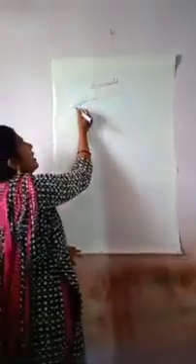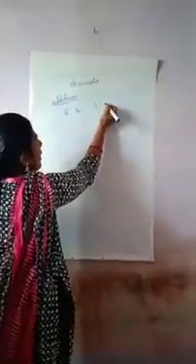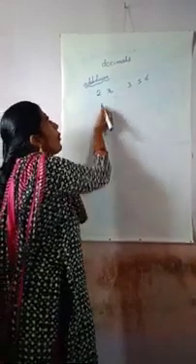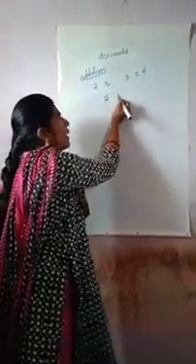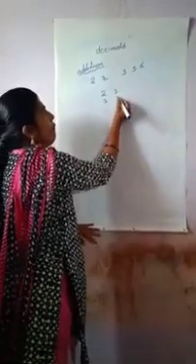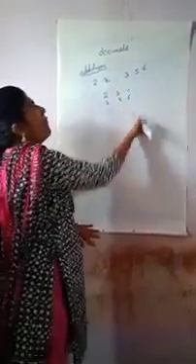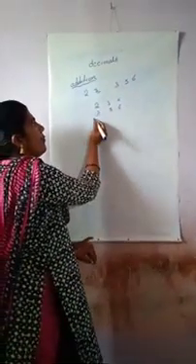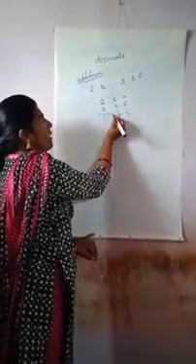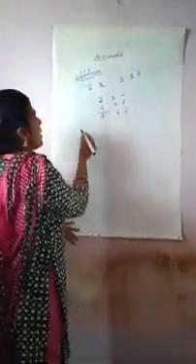Children, how to add decimal numbers? 2.3, 3.56. So 2.3, next 3.56. Where there is no number, the place is left blank. Add the same places. 5 plus 3, 8. Point. 3 plus 2, 5. Okay. Next example.